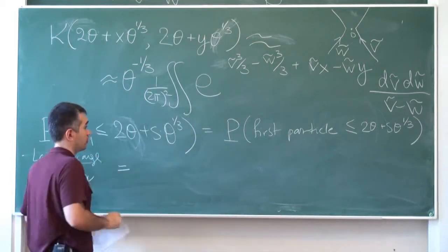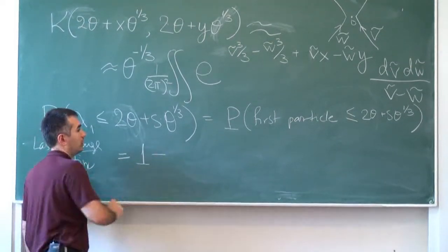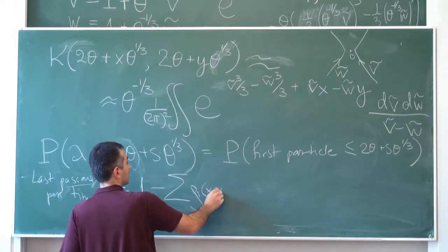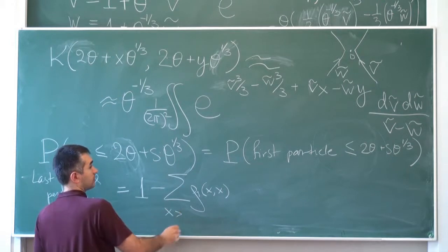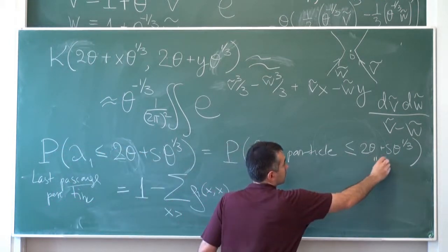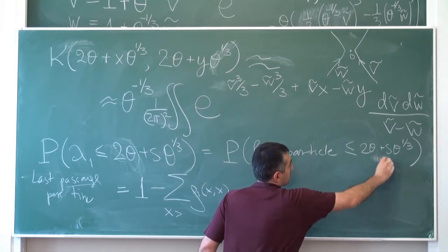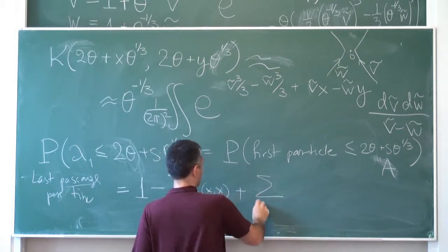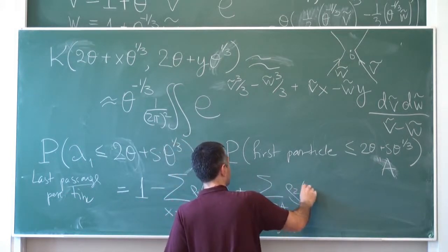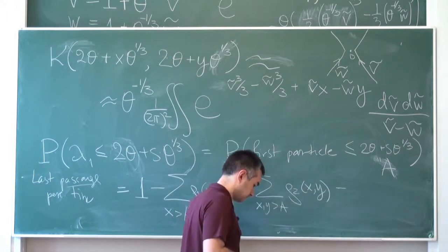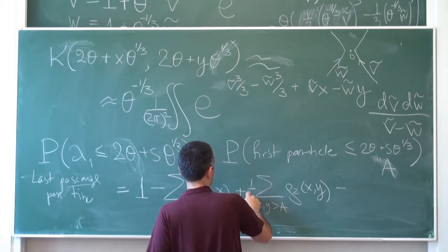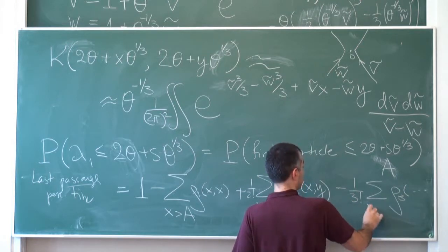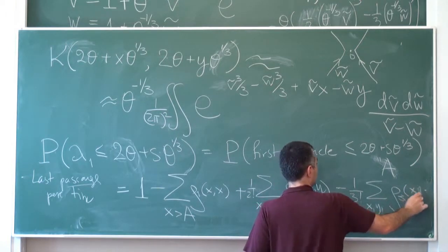By the inclusion-exclusion principle, this is 1 minus the sum of the first correlation function evaluated when x is greater than, well, this bound, let me call it a. So the sum over x greater than a, plus the sum over x, y greater than a of rho 2 of x, y, minus 1 over 3 factorial, the sum of the third correlation function, and so on, for x, y, z.